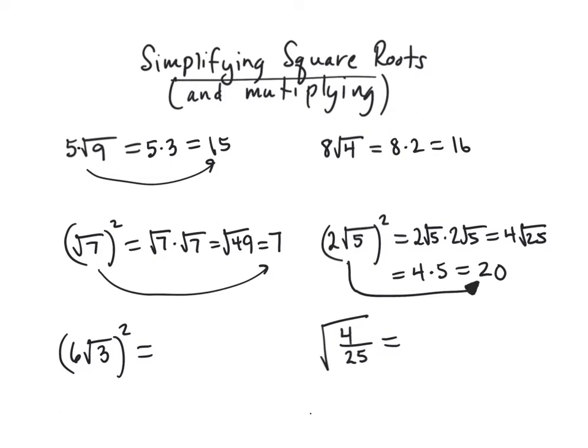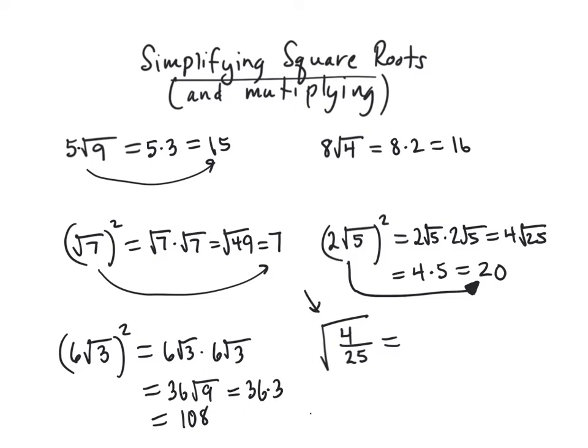6 root 3 squared. That's 6 root 3 times 6 root 3. We multiply the whole number parts. That's 6 times 6 is 36. Multiply the root parts. Root 3 times root 3 is root 9. This is 36 times the square root of 9, which is 3. And 36 times 3 is 108.